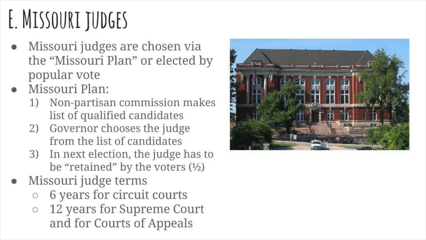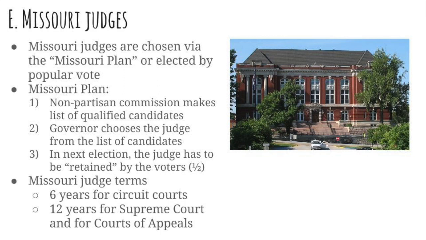The way it works is a nonpartisan commission, a few Republicans and a few Democrats, makes a long list of qualified candidates, and they send that list to the governor, who then chooses the judge from the list of candidates. In the next election, the judge has to be retained or kept by a majority of voters. So it's a chance for the voters to say, you know what, that guy, that lady didn't work out. Now, Missouri judges are a little different from federal judges in that they don't have life terms. They actually have to continue to stand for election.